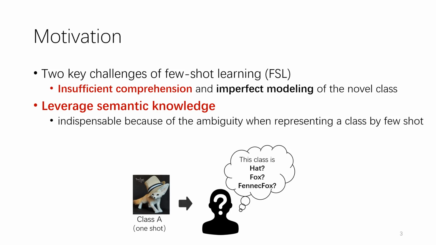And actually, it is indispensable in few-shot learning because of the ambiguity when representing a class by very few samples. For example, assuming that a novel class has only one single image, as shown in this photo, even humans tend to be confused about whether this class is hat or fox or fennec fox. Thus, it is necessary to use semantic knowledge to replenish the definition of the novel class.